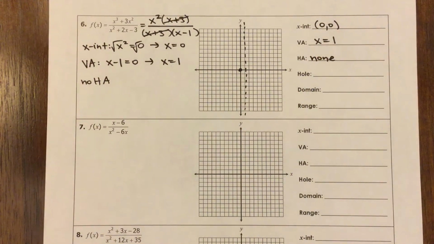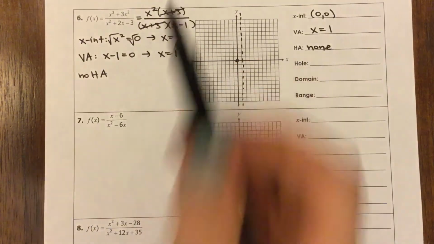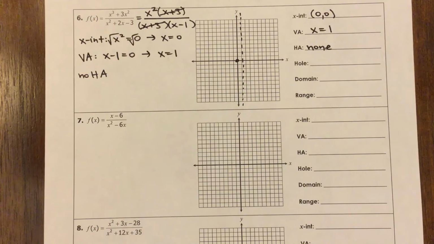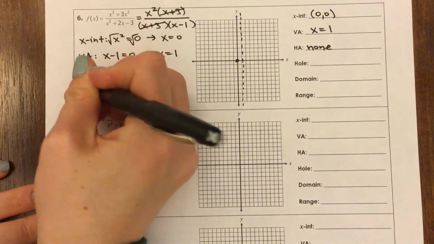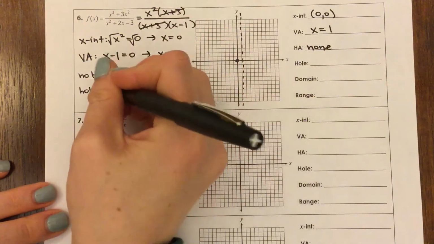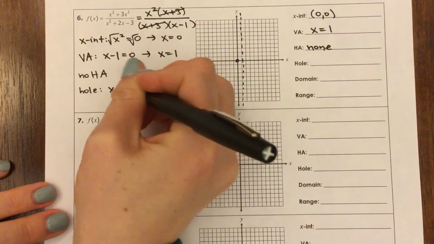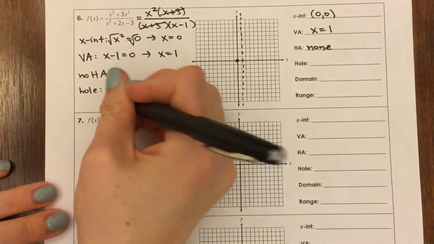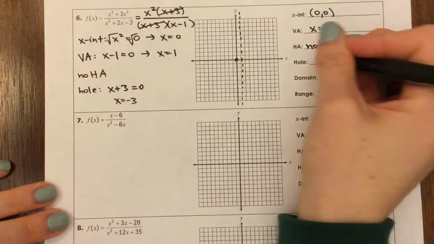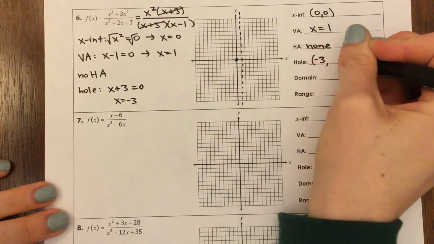All right, and then finally, the idea of a hole. So a hole happens if you have a common factor that canceled out. So to find the x coordinate, and this is on the previous page, set the common factor equal to 0. So we're going to take the guy that canceled here, the x plus 3, and we're going to set that equal to 0. So x plus 3 equals 0, I would subtract 3 from both sides, and that will be the x coordinate of the hole.